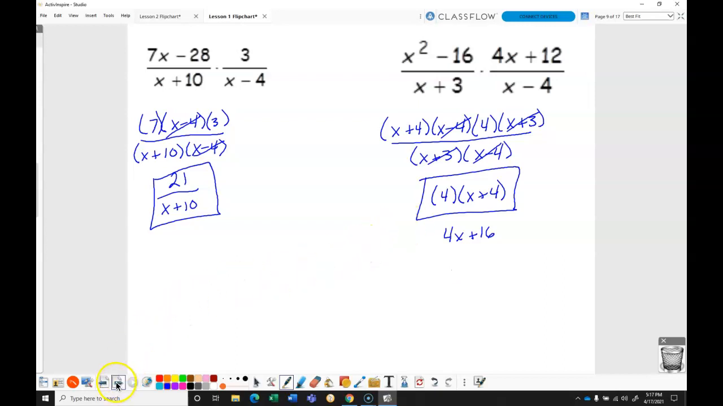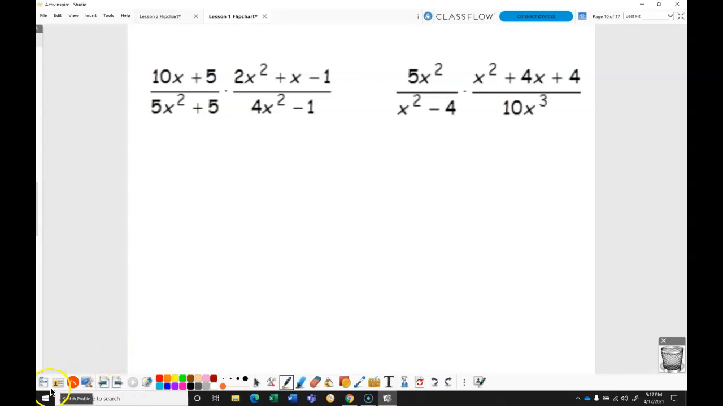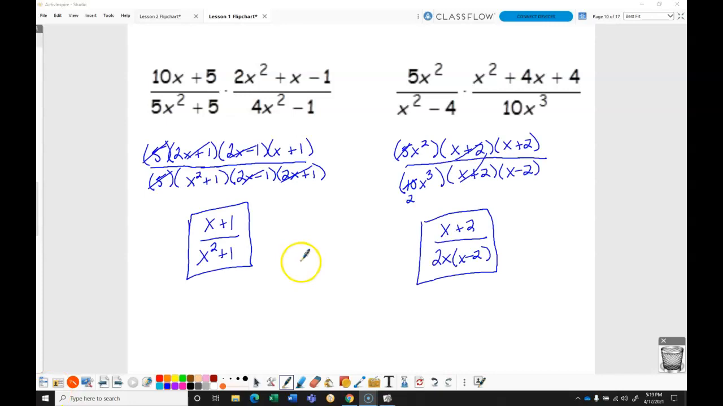Let's try some more. Work them out, and then I'll put up the results. Okay, here's your answers. You're simplified. So in this first one here, the 5's canceled out for me nicely.